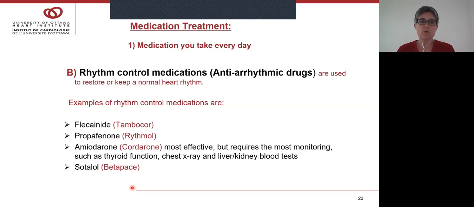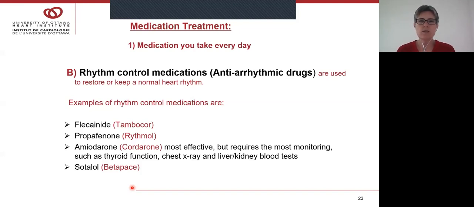Amiodarone would be our most effective antiarrhythmic. It does require the most monitoring: some blood work for your thyroid function and liver and kidney function tests, a yearly chest x-ray and eye exam as well. So definitely manageable, but it does require a little more monitoring. Some common side effects are nausea, especially at the beginning. If you start out on what we call a loading dose, people may have a lot of stomach upset. That often is better once the dose is decreased.